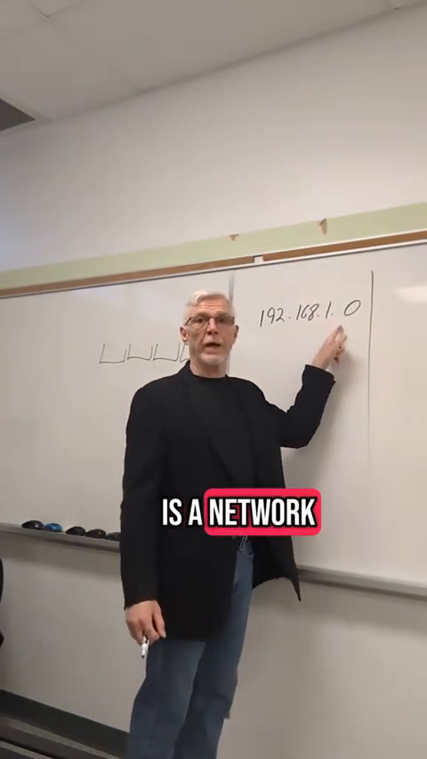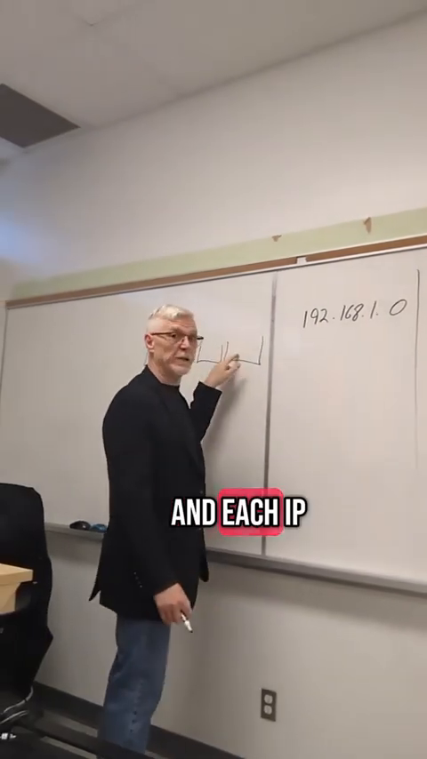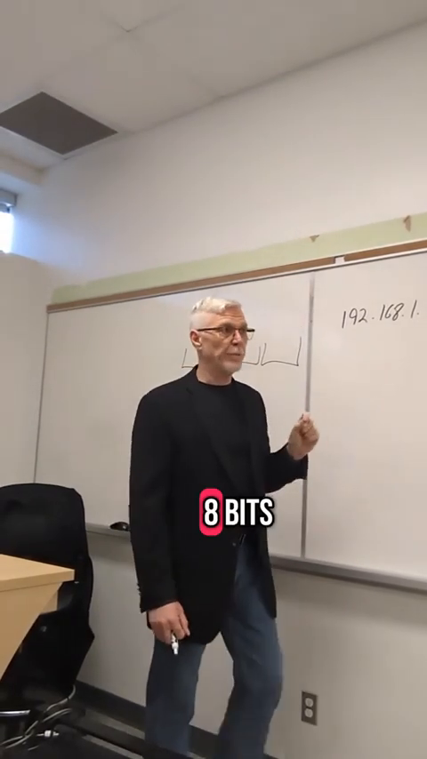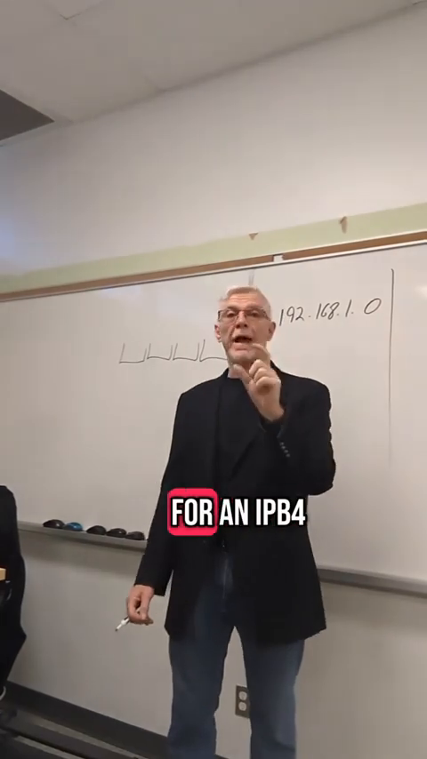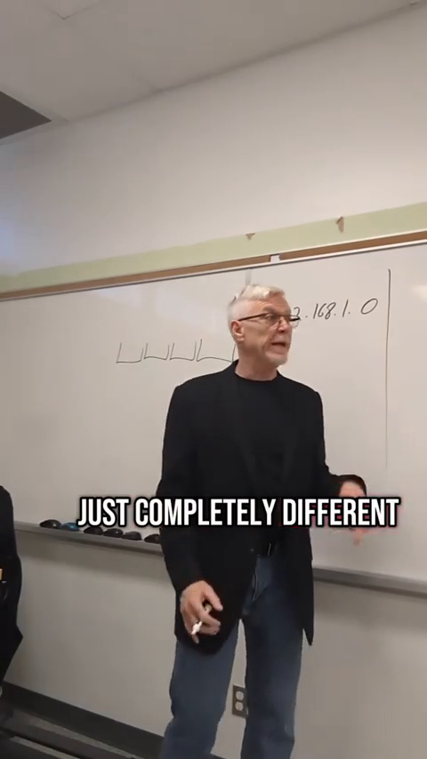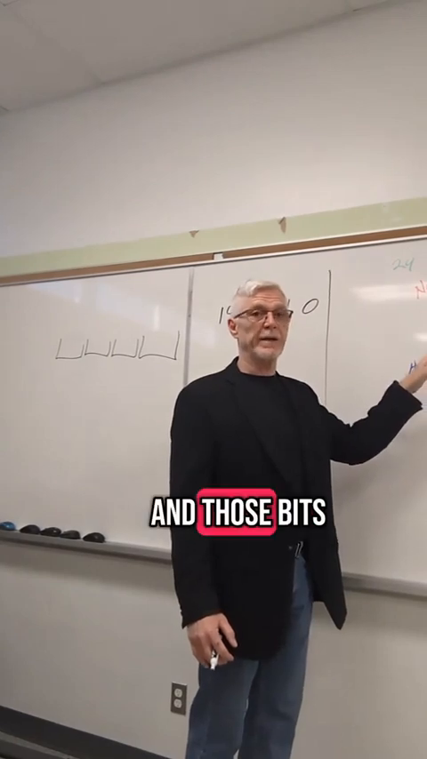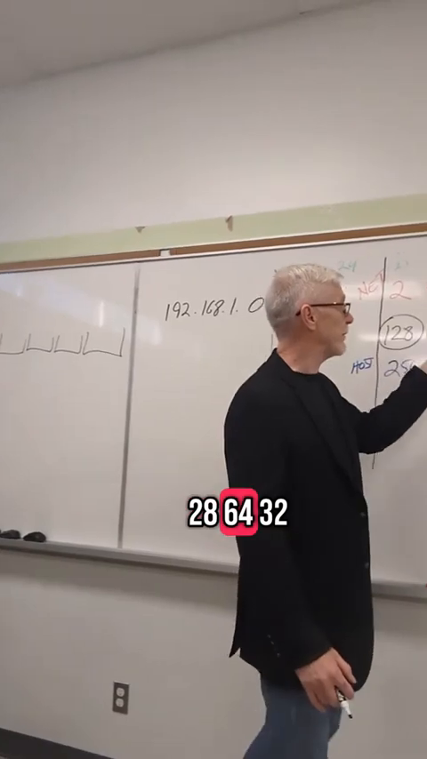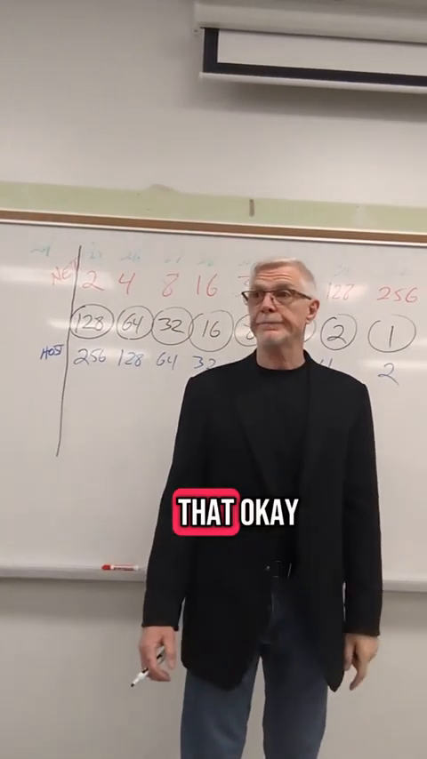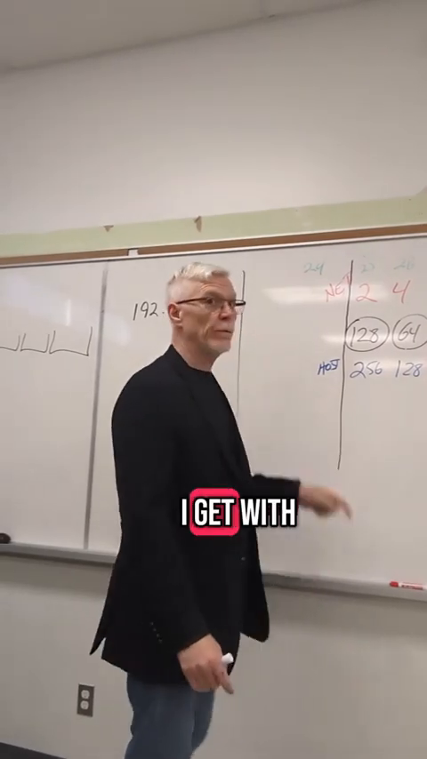So 192.168.1.0 is a network ID. The 0 represents available hosts, and each IP address is made of 4 octets, right? Each octet has 8 bits, which means we get 32 bits for an IPv4 address. Now, IPv6 is like 128, right? Which is completely different. Each one of those bit values of those octets has bits, and those bits all have the same value, like 128, 64, 32, 16, 8, 4, 2, 1. You with me on that? Okay. How many hosts do I get with one free octet?